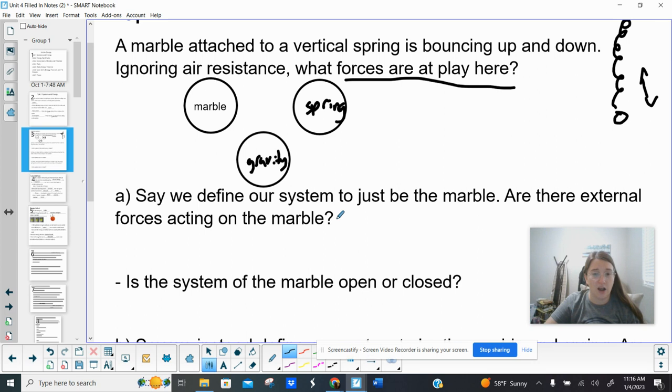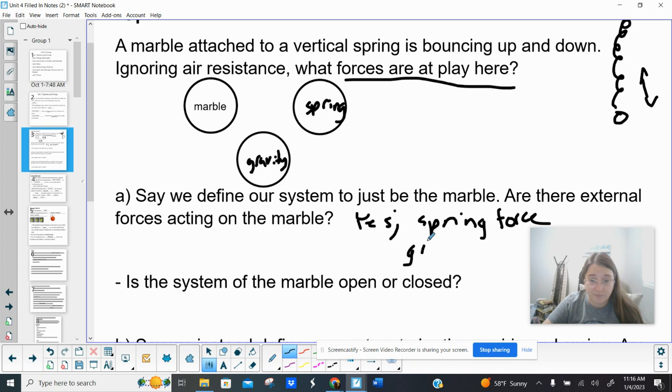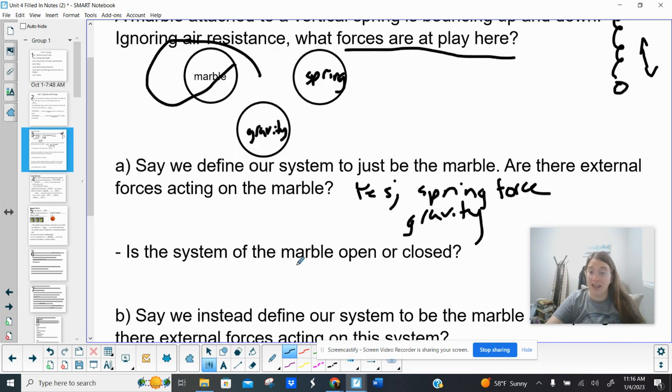Are there external forces acting on the marble? Yes, right? And again, just to clarify, what are the external forces acting on the marble? Well, the force of the spring acting on it and gravity. Spring force is actually a thing. We call it spring force, just like normal force, force tension. It's technically a form of tension, but it works very differently than a rope, obviously. And you guys should understand that a spring is very different than a rope. And then gravity. So if I define my system to be the marble, are there things outside of the marble? Yes. So would we say the system is open or closed? Open, right? Because there are things outside of it.